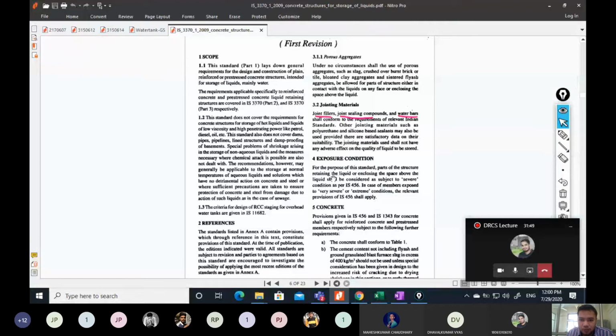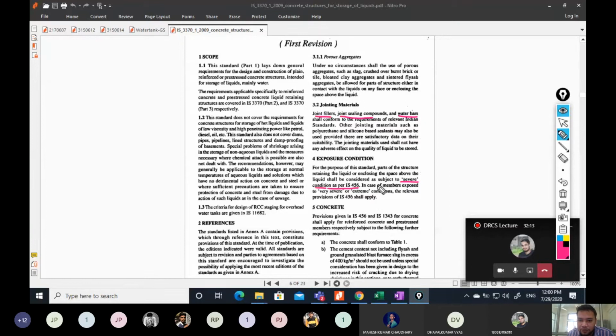Exposure for the purpose of this standard: the parts of the structures, liquid retaining structure or enclosed space above the liquid shall be subjected to severe condition as per IS 456. So when designing the structure, the cover requirement shall be as per the severe environment condition, as per IS 456.